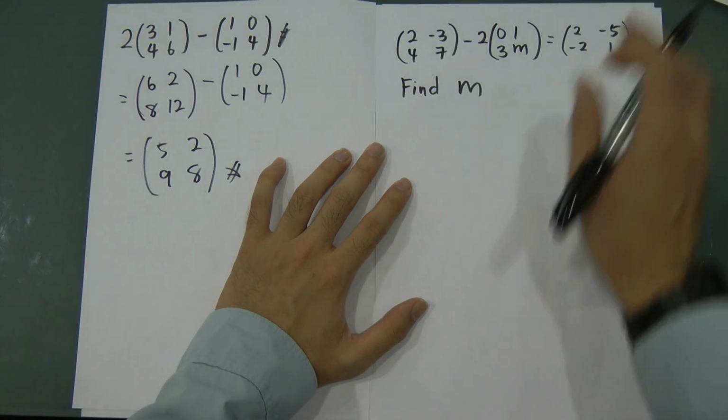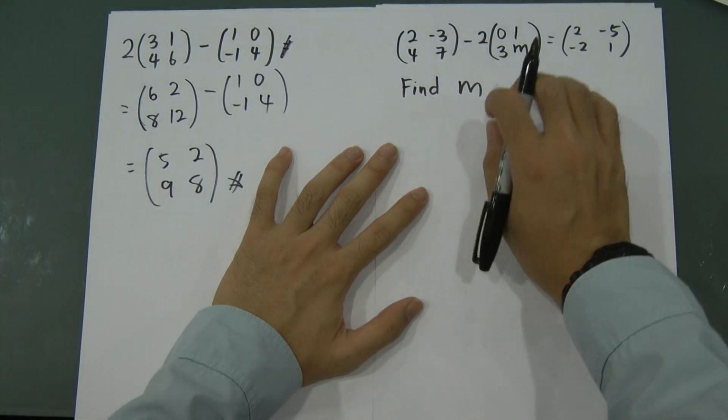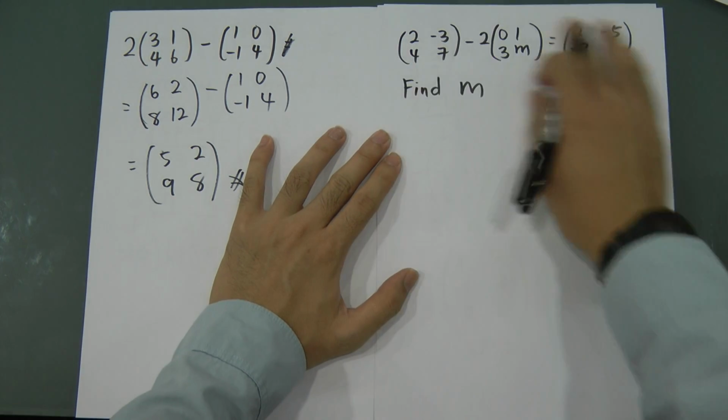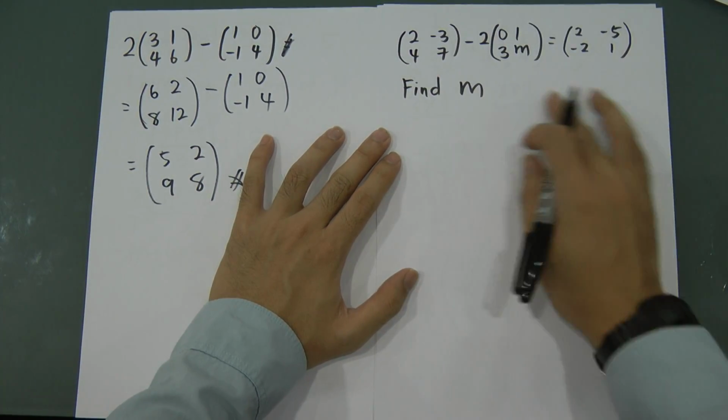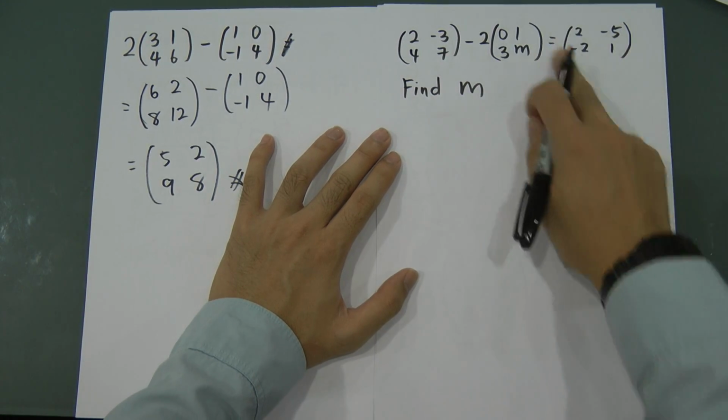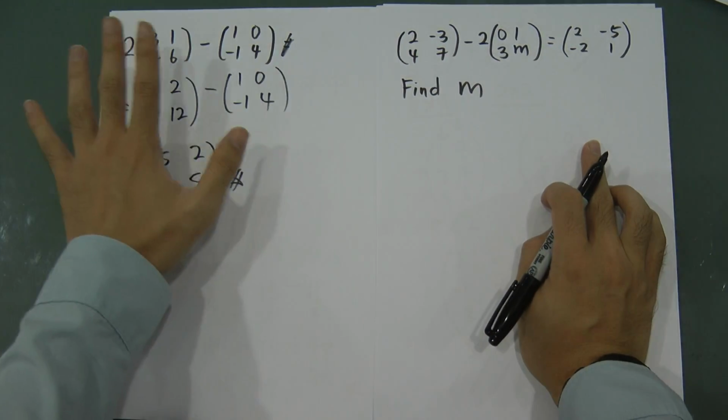Then the second one. Have a look here. In this one, same thing, he asks you to find m only, because this one he already gives you the answer, so I do not need to do like this one.